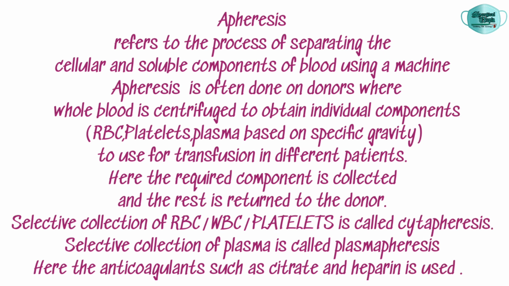So before we go to the different components and their indications, we need to get well versed with a few terms here. The first one is apheresis, which refers to the process of separating the cellular and soluble components of the blood using a machine.